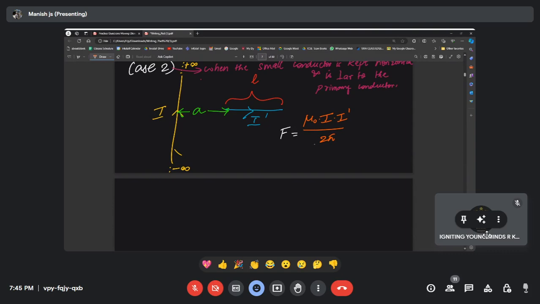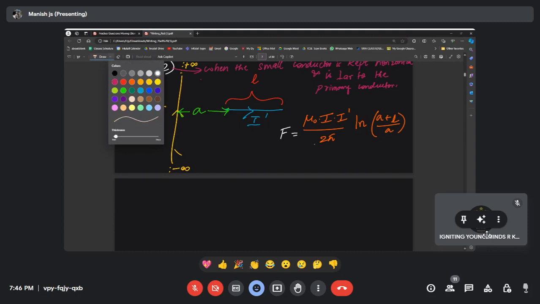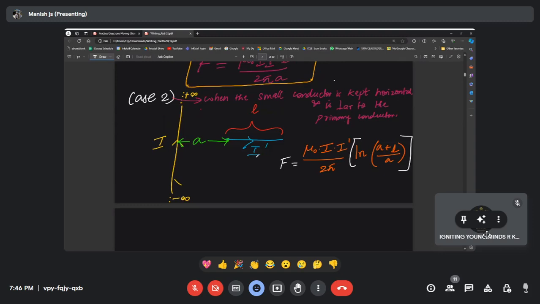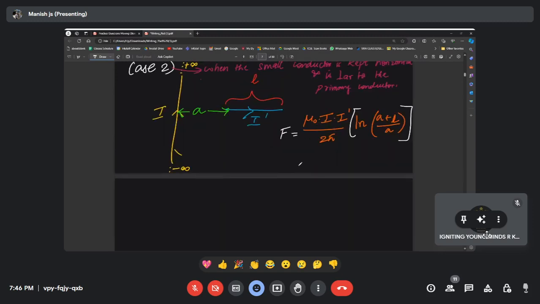And you have another term, the next term, which is ln. It is ln of A plus L upon A, where the length of the short conductor is L. Small l I have taken. So A plus L upon A. This is the formula. When you have another conductor, which is perpendicular to your first conductor at a distance of A, and the current it carries is I dash, then the force experienced by the small conductor is given by this expression. Here ln is not log, it is ln. So we are using this expression.